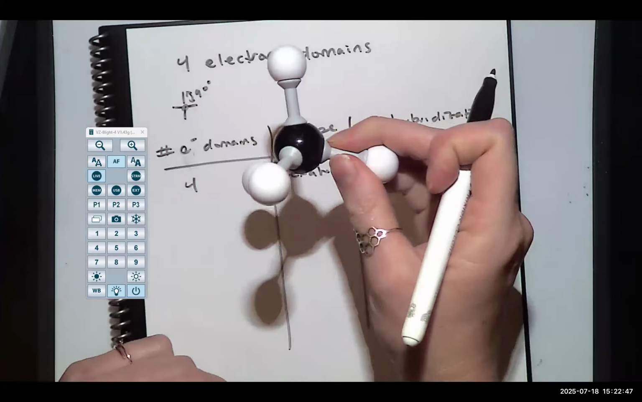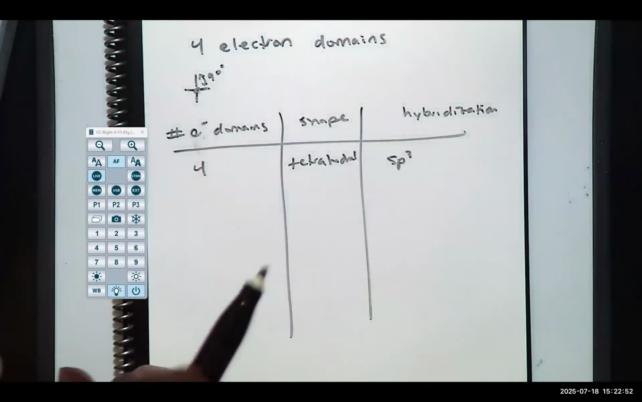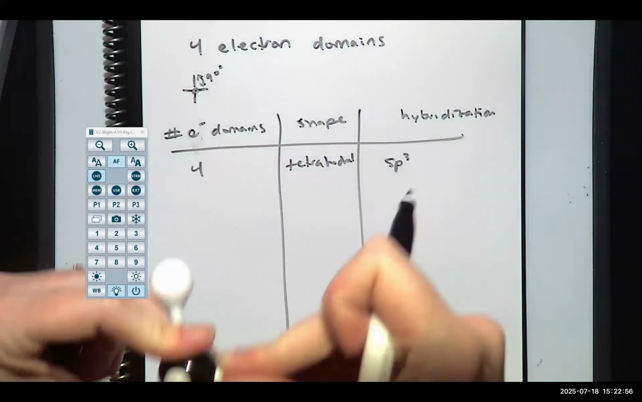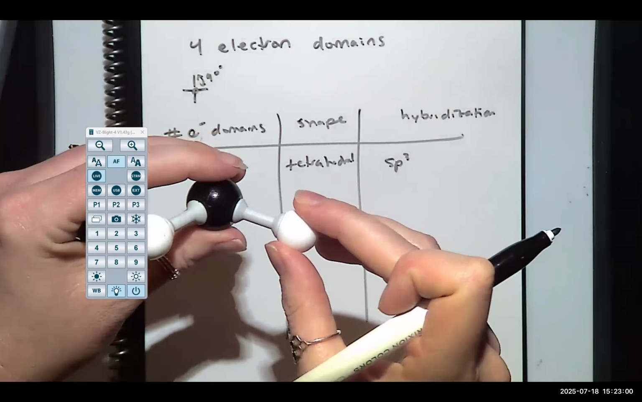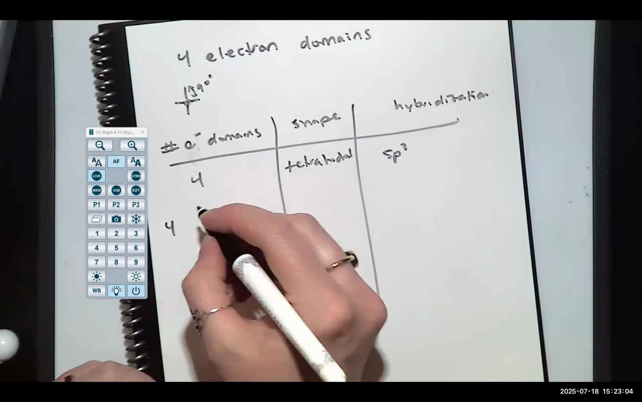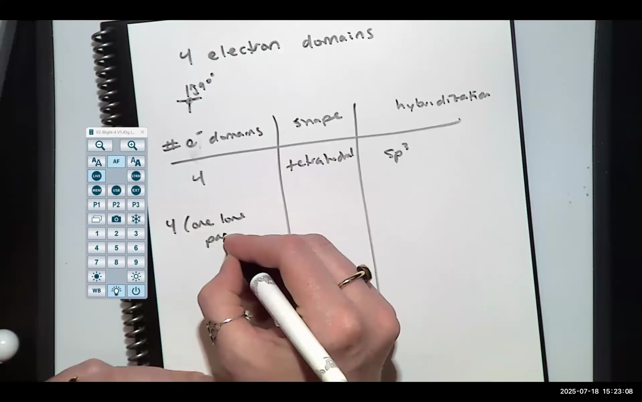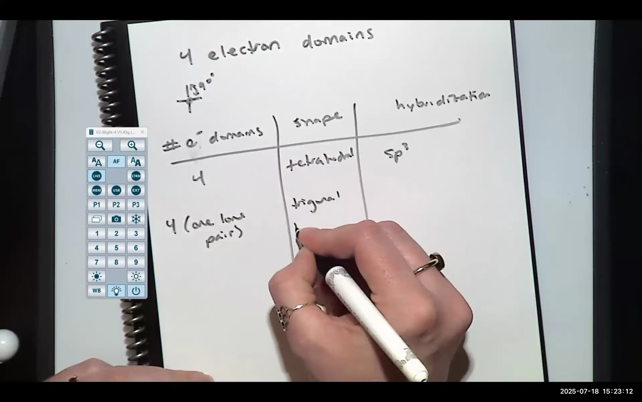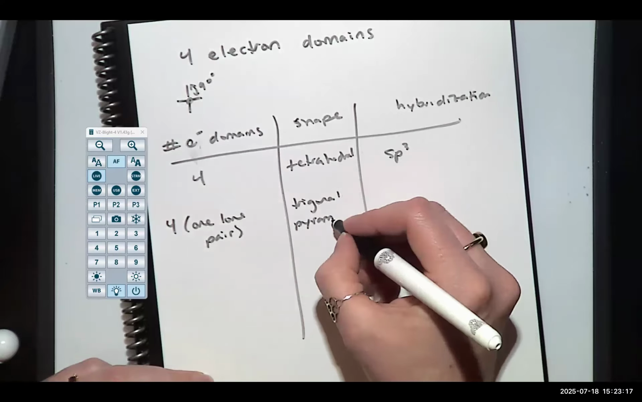Now, if we take one of those away and replace it with a lone pair, a lot of times in a modeling kit that's represented like this. The electrons are still there, but they're not a part of a bond. You can see the shape of that is trigonal pyramidal. So if we have 4 domains and 1 is a lone pair, that is trigonal pyramidal, or pyramidal is how I kind of remember it. Pyramidal.